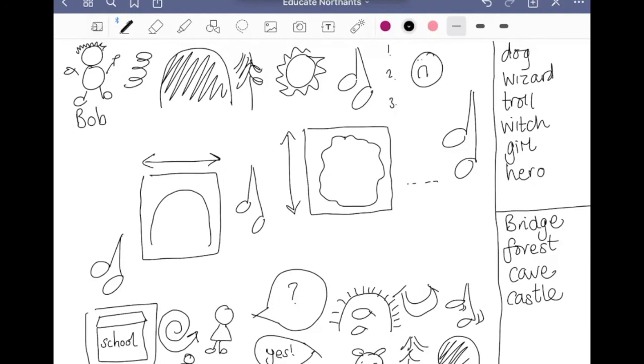So as the teacher, you will decide how much you invite the children to contribute. I knew when starting this little video, I was going to think about what character we could have. So I'd take ideas from the children on the character, on the setting. But I knew that my character was going to visit three places.